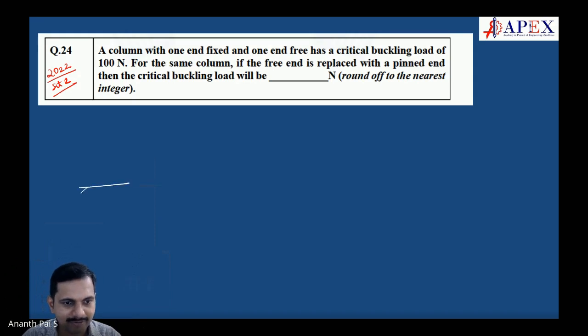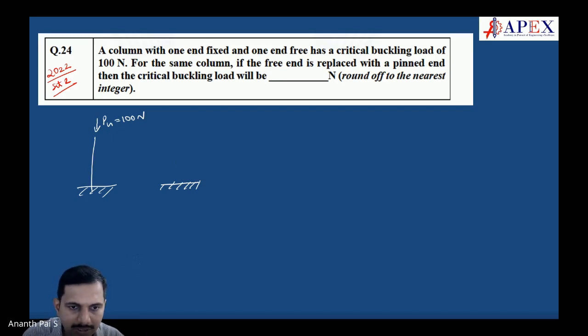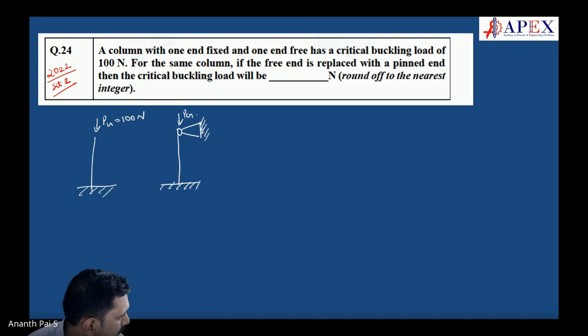You have one end fixed and the other free. Here the P critical was found to be 100 Newton. Now, for the same column, if the free end was replaced by a pinned end, what would be the critical load? That's it. So easy.